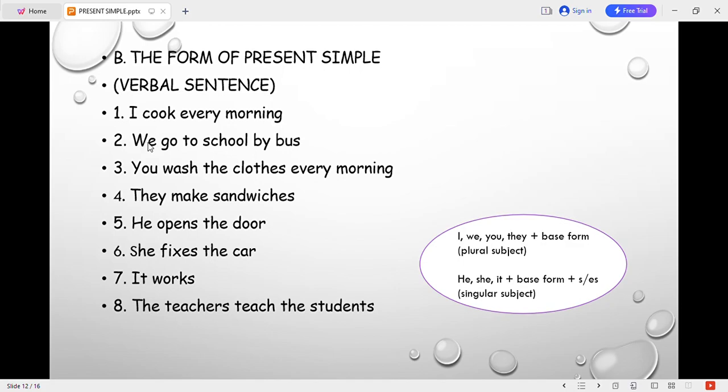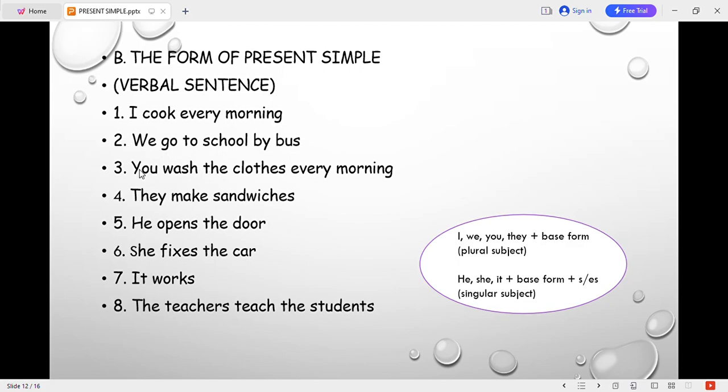In my opinion, we is a general subject, because we can have another sentence that is almost the same as sentence number 2. For example, Maria and I go to school by bus. Maria and I is the subject, and Maria and I refers to the general subject we.